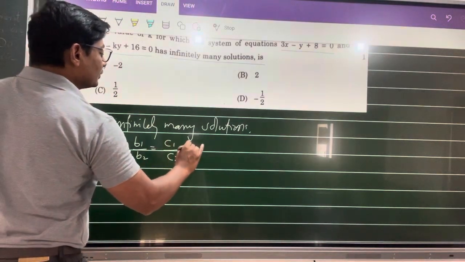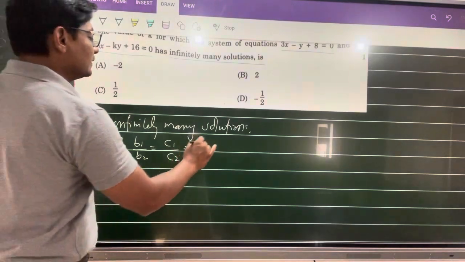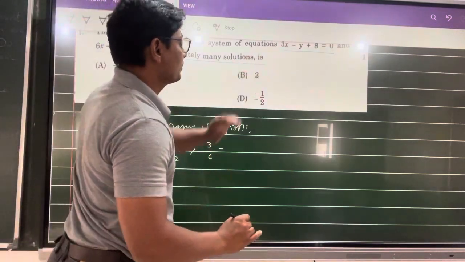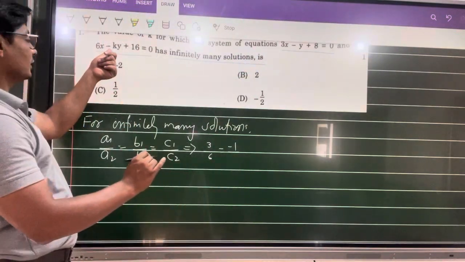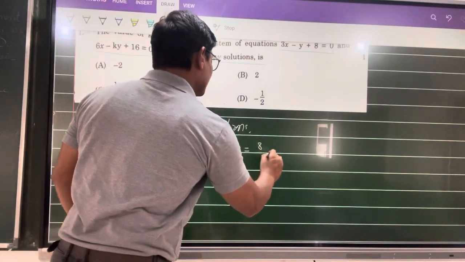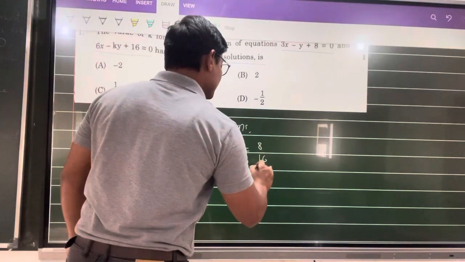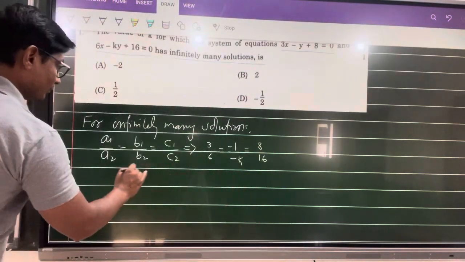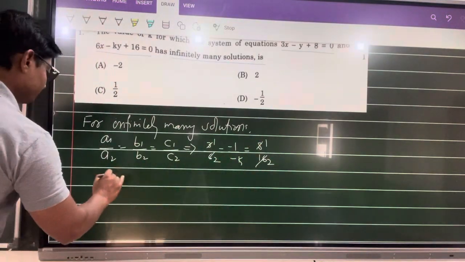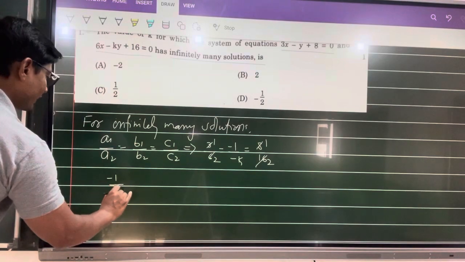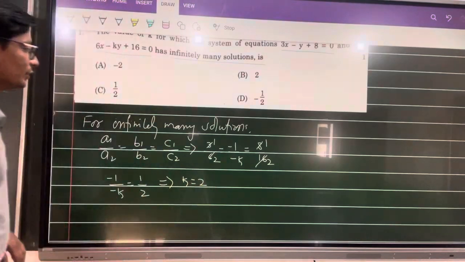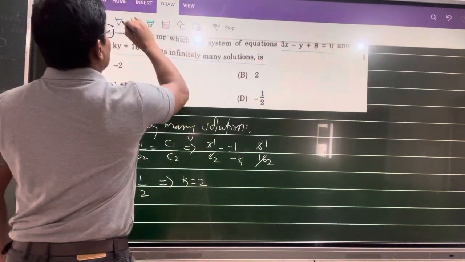So here if you observe from the given equations, a1 is 3 and a2 is 6, b1 is minus 1 and b2 is minus k, then c1 is 8 and c2 is 16. So 8 divided by 16, here you see it is 1 by 2 and this side also it is 1 by 2. Therefore we can write minus 1 upon minus k equal to 1 upon 2. From where we will get k's value as equal to 2. So therefore B is the correct option.